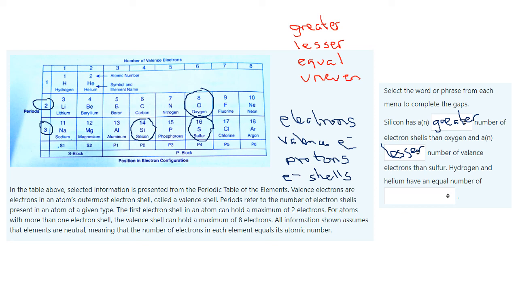Hydrogen and helium have an equal number of what? So electrons, but hydrogen would have 1 electron, helium would have 2 electrons. So it cannot be electrons, and it cannot be valence electrons. Protons, well, the number of protons is the same as the number of electrons. So hydrogen has 1 proton, helium has 2 protons. So it's not going to be protons either. Electron shells, well, hydrogen and helium are the only 2 elements that appear in the first period. So the correct answer is electron shells.